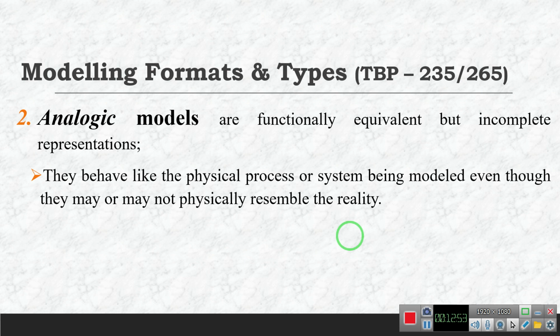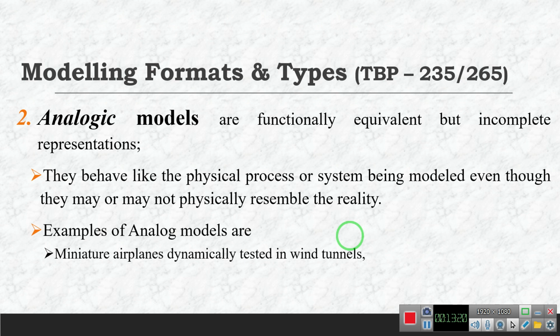So how to test that one? That aeroplane can be tested in a wind tunnel, means a small tunnel can be created, and we can test in that, so that the results, its characteristics, its outputs can be achieved. So they behave like the physical process or system being modeled, even though they may or may not physically resemble the reality. Example of analogic models are miniature airplanes dynamically tested in wind tunnels. So these airplanes are not the actual one, but it looks the same. It works the same. It is a small scale model of your actual airplane.